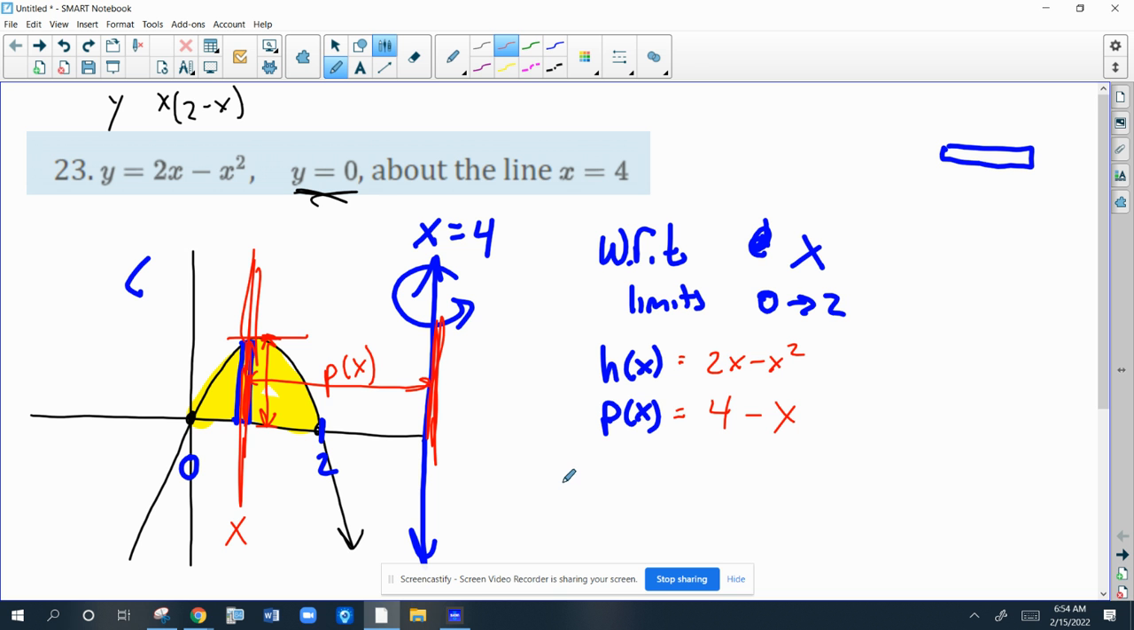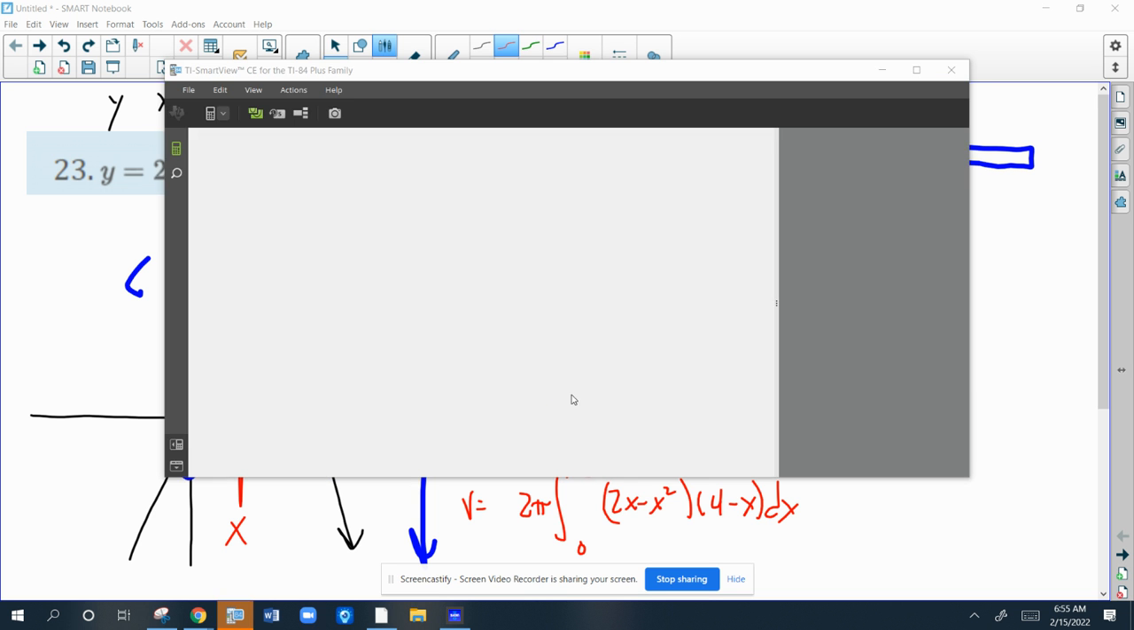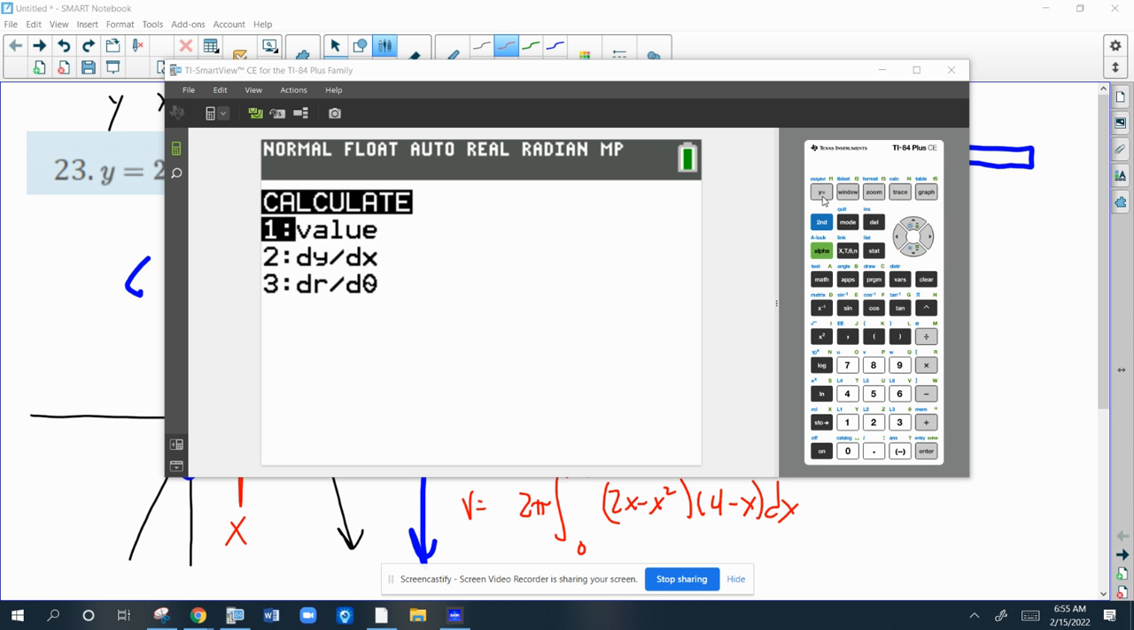Now the shell method, the volume is calculated by, the constant is 2 pi, not pi like the other method. We're going from 0 to 2 of h of x times p of x. And then you just go ahead and integrate that. I'm going to do it on the calculator. Otherwise you would just multiply it out. I don't feel like doing that right now. It's a pretty straightforward integral. But we are going to get the answer.